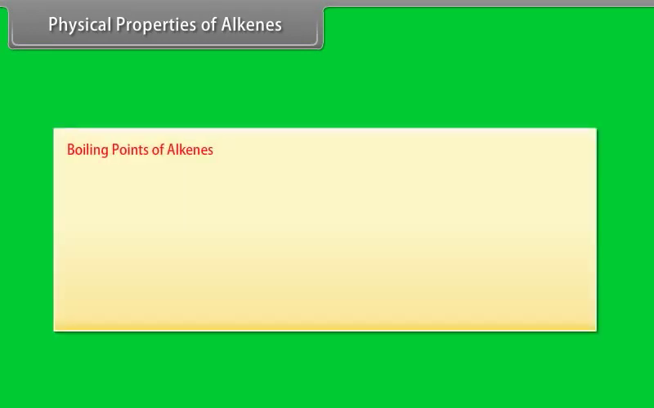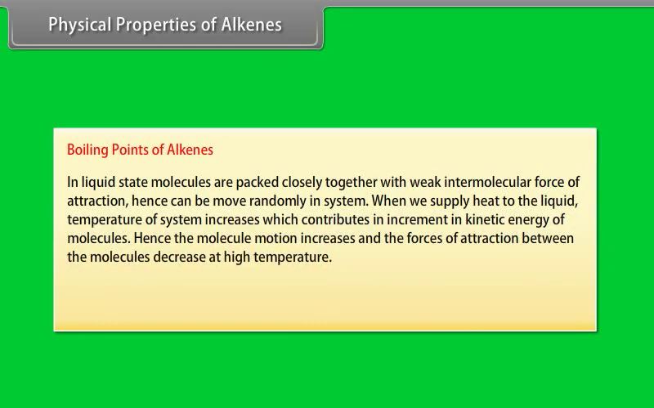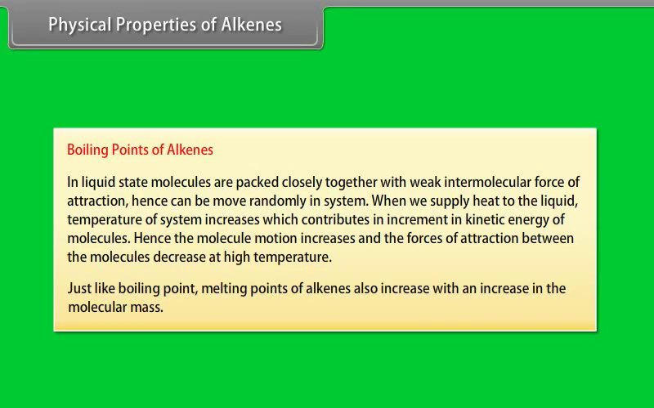Boiling points of alkenes. In liquid state, molecules are packed closely together with weak intermolecular force of attraction, hence can move randomly in the system. When we supply heat to the liquid, the temperature of the system increases, which contributes to the increment in kinetic energy of molecules. Hence, the molecular motion increases and the forces of attraction between the molecules decrease at high temperature. Just like boiling point, melting points of alkenes also increase with an increase in the molecular mass.